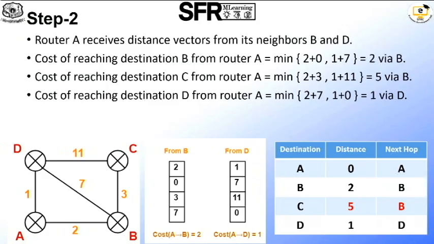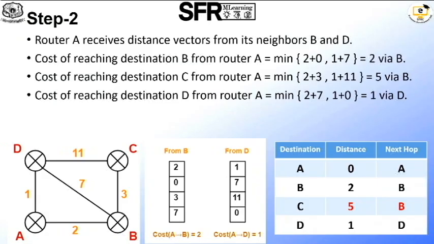So, A is receiving data from the neighbors B and D as shown in the middle table. From B it is getting the distances as 2, 0, 3, 7, that is from B to A, B to B, B to C and B to D. From D also it is getting the data from D to A, B, C and D. Okay. So, after receiving this data we are going to recalculate the routing table values, right.